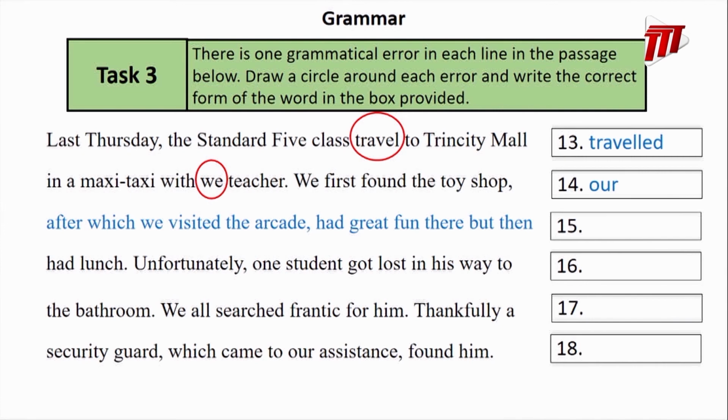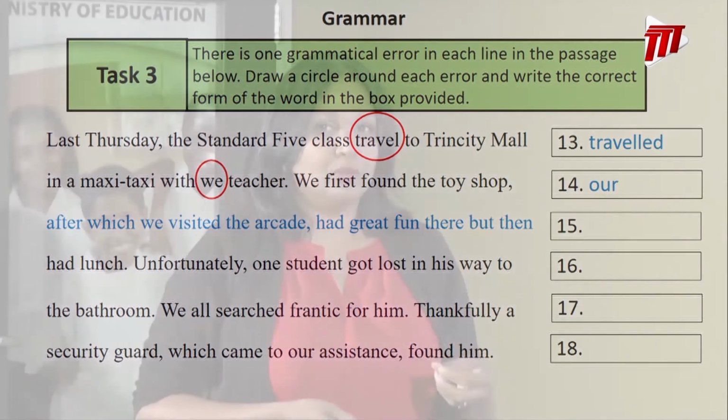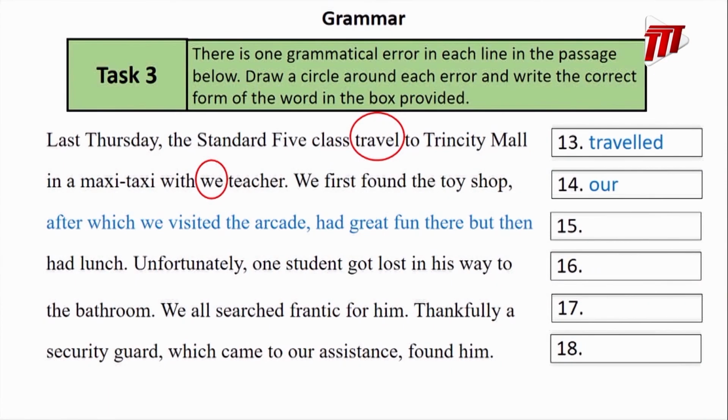We don't need a personal pronoun. We need a possessive pronoun. And this is where your rules come in. You must know your pronouns very well. Know your personal pronouns. Know your possessive pronouns. Know your relative pronouns. We first found the toy shop. As we continue examining line 15: after which we visited the arcade, had great fun there, but then had lunch.